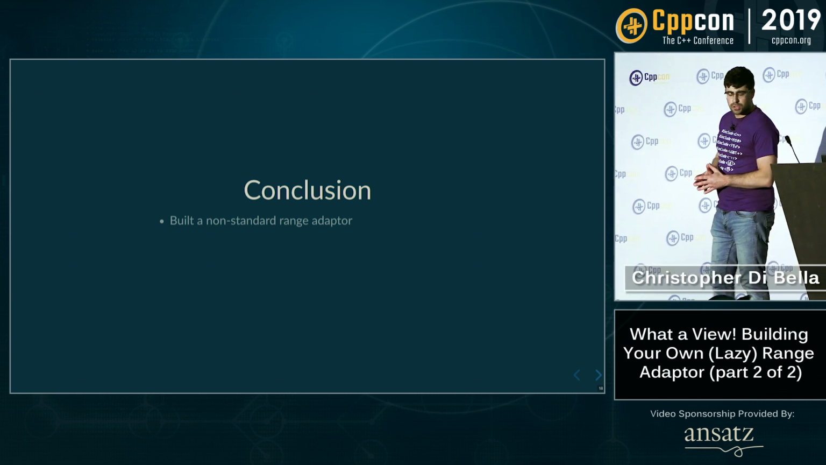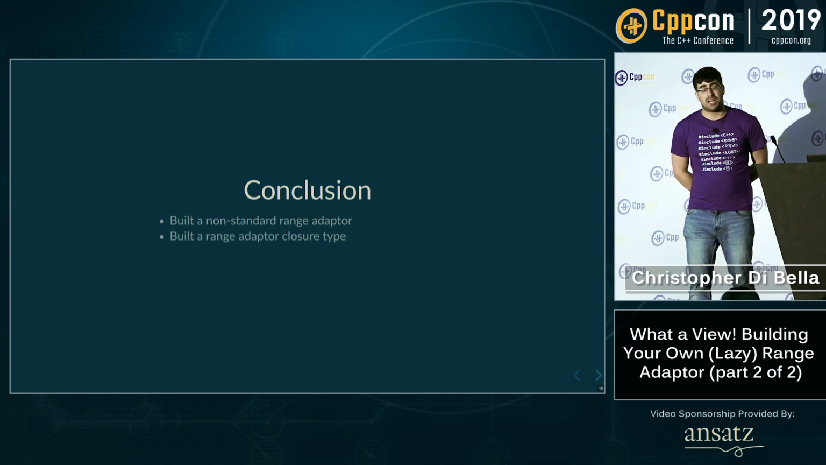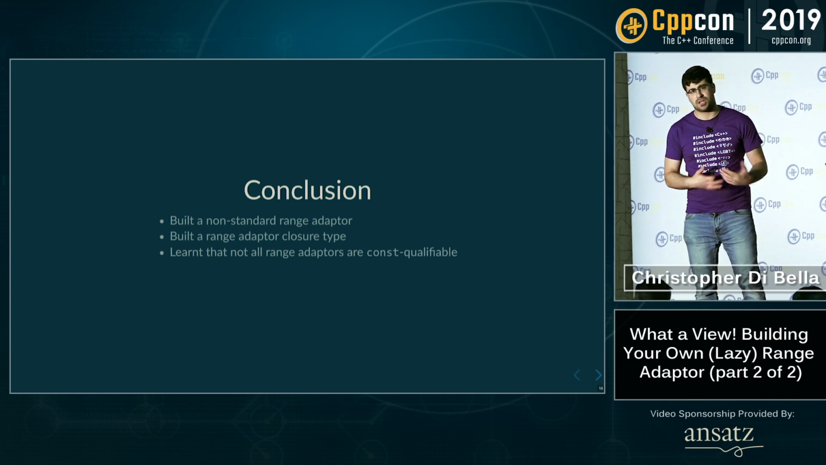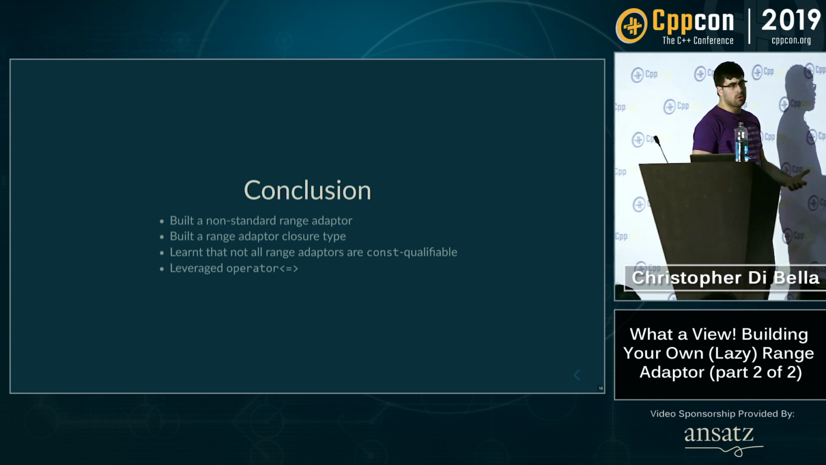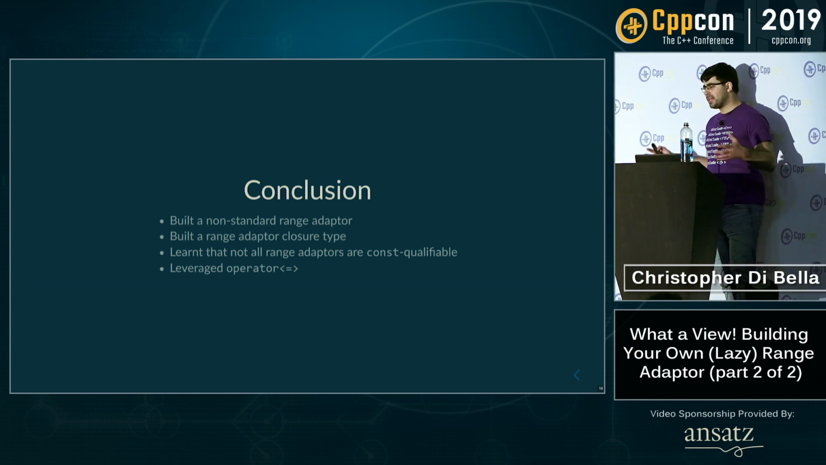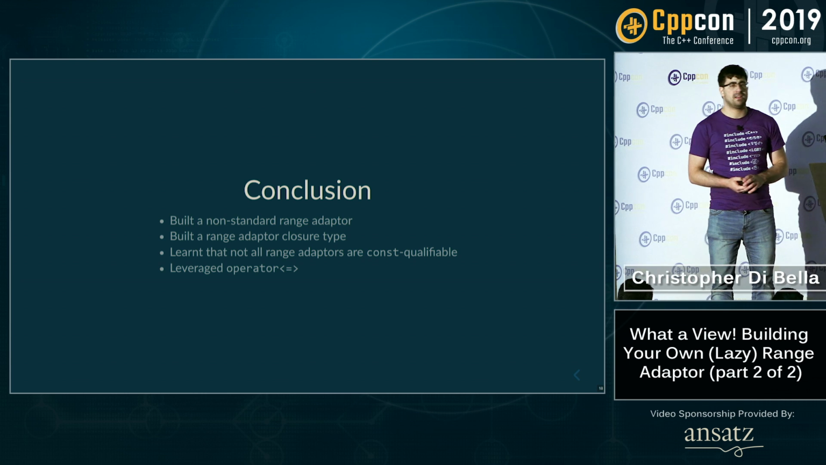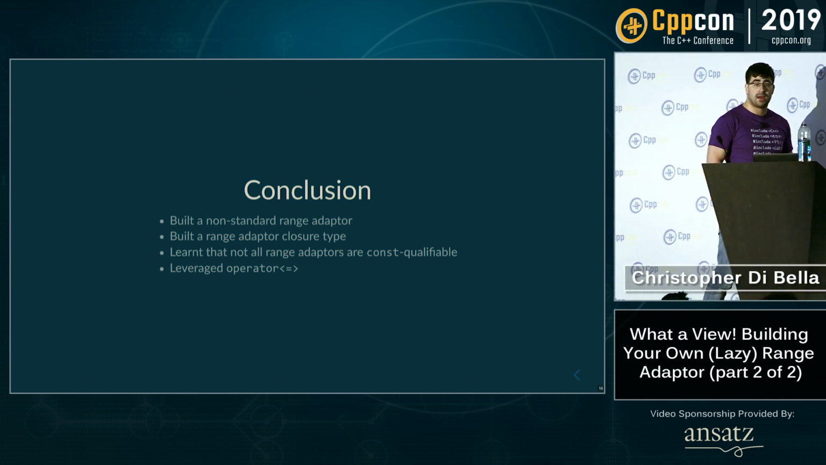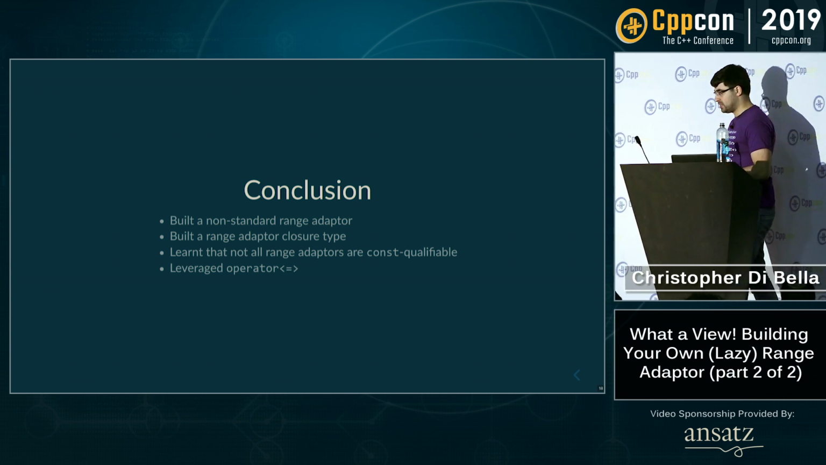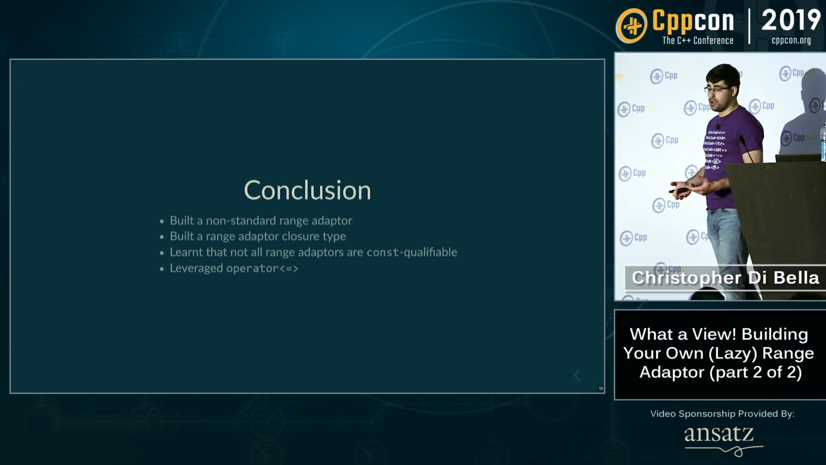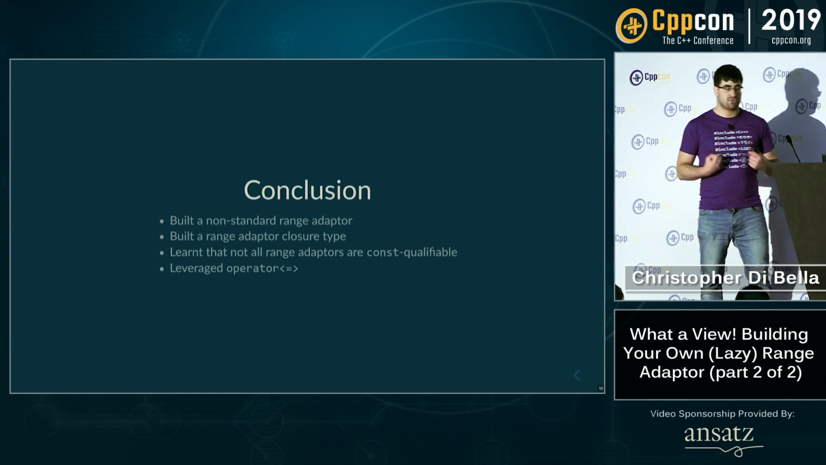So in conclusion, we built a non-standard range adapter. We built a range adapter closure type. We learned that not all ranges are const-qualifiable, and we leveraged the spaceship operator to make things a little bit easier. Furthermore, from the previous session, which kind of blended with this session a bit more than I was anticipating, we learnt that iterators are fundamental to developing a basis for ranges, as are sentinels. They go hand in hand with ranges, and although we don't need to use them as much in our user-based code, they're absolutely important and essential for building range-based abstractions.